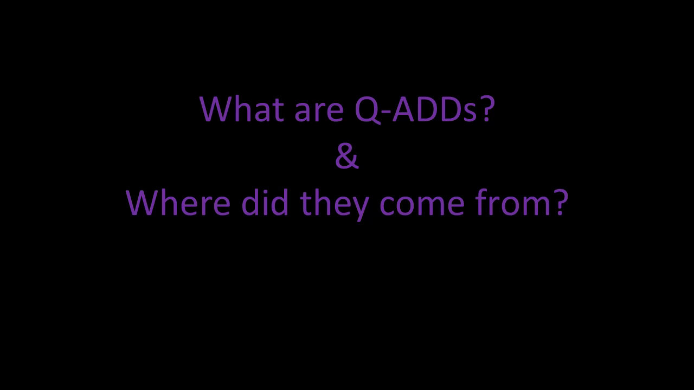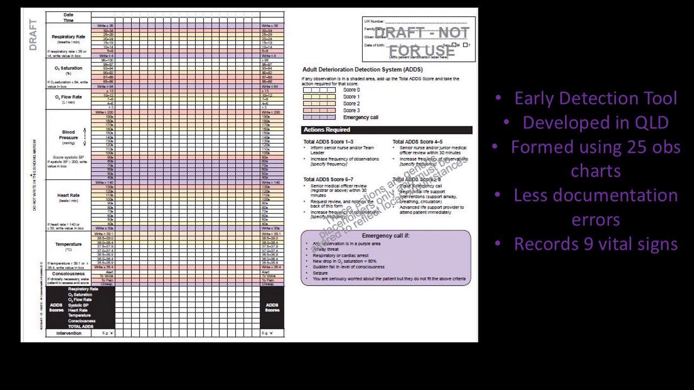What are QADS and where do they come from? The Adult Deterioration Detection Tool was originally developed in Queensland at the University of Queensland, but has since been adopted across the world. It was developed using 25 different observation charts that were pulled apart to identify the usability issues. A series of new charts were then formed and critiqued by health professionals and were eventually narrowed down to the basic design Queensland hospitals now use. You can see an example of them here on this slide.